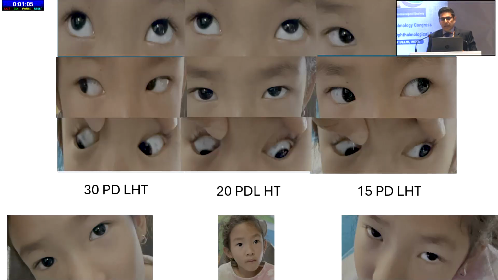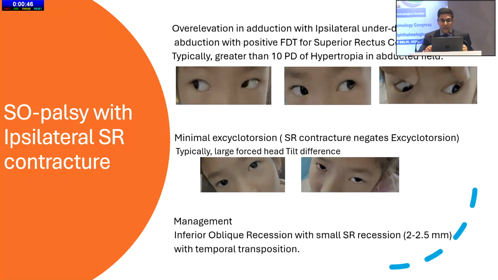This is the case of a 4-year-old girl who presented to me with congenital left superior oblique palsy with 20 prism diopter of hypertropia in primary gaze, increasing in dextroversion, with a persistent hypertropia in the ipsilateral abduction of about 10 prism diopter. So one clue would be, when you do a forced head tilt test, if there's a pretty exaggerated difference between the two, always suspect superior rectus contracture.